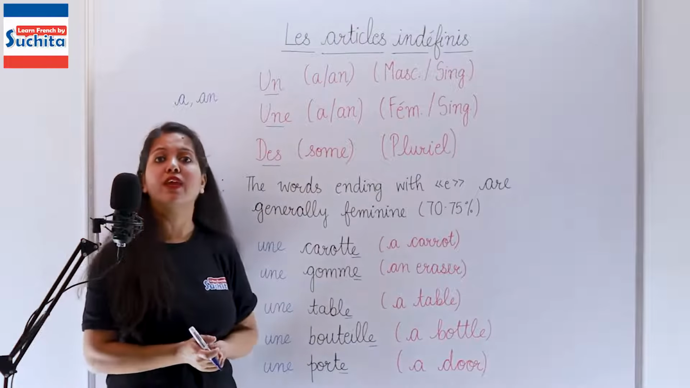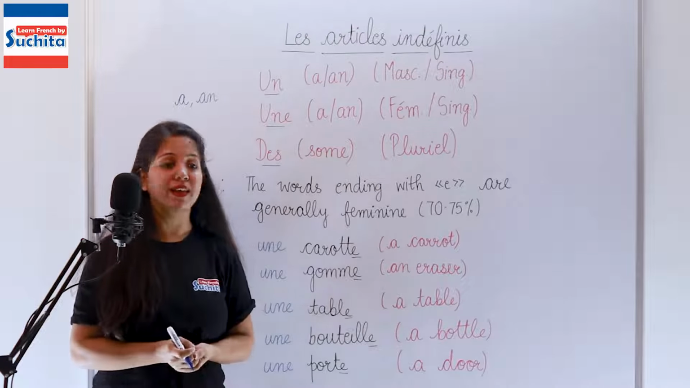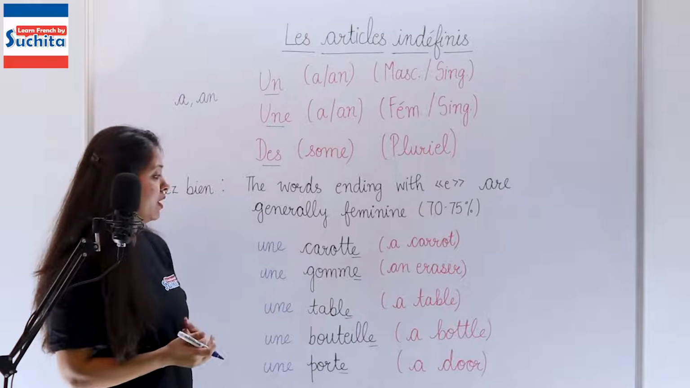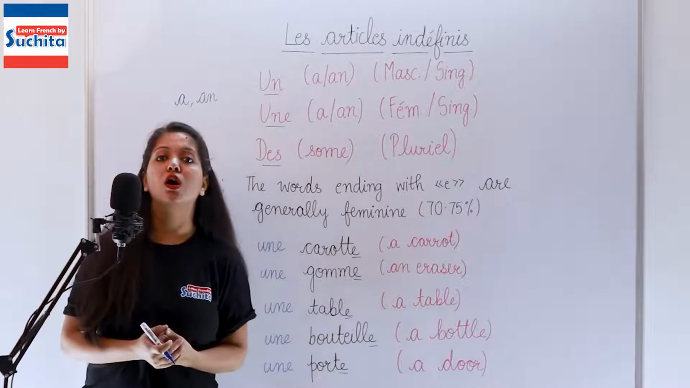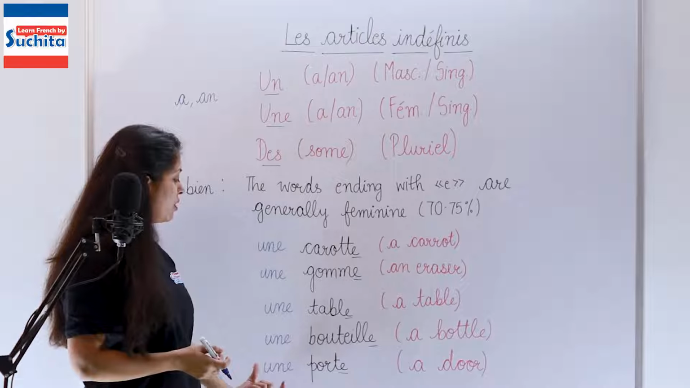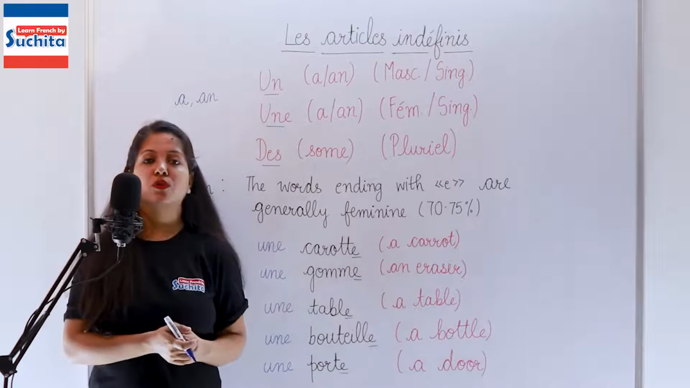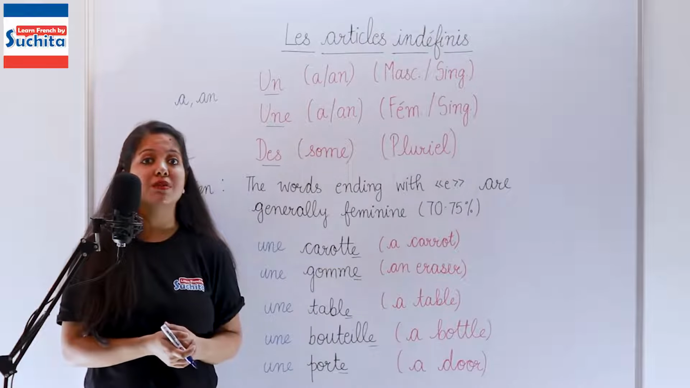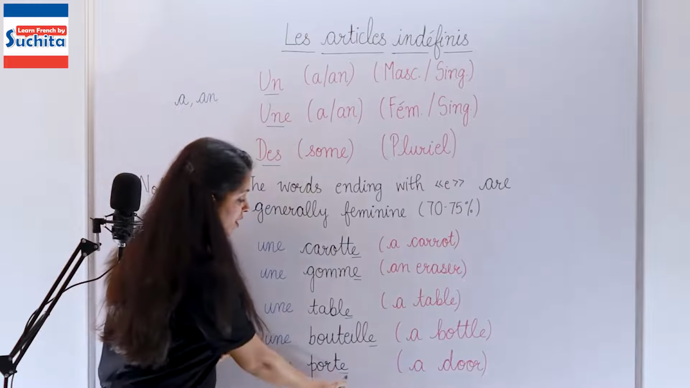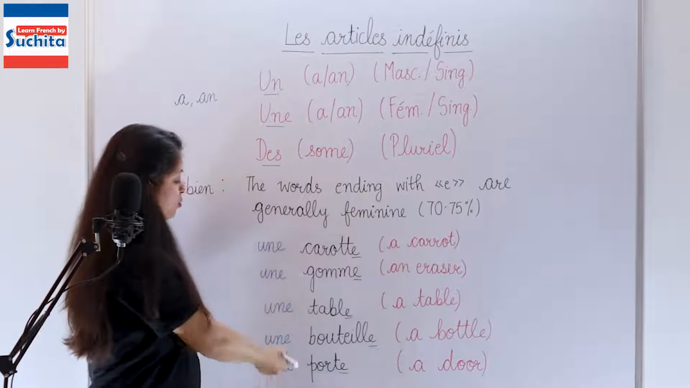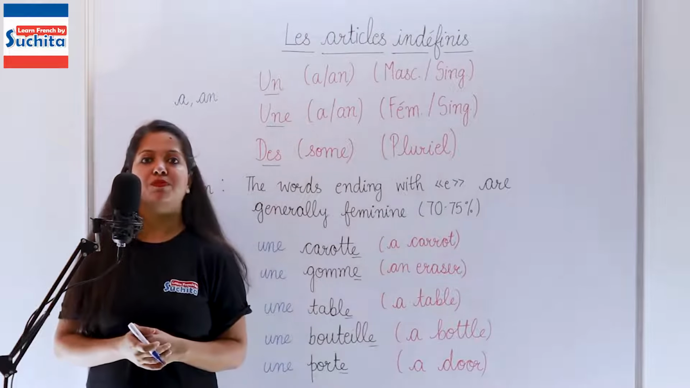Une bouteille. Again it ends with E, so we put une. And the meaning comes out to be a bottle. Une porte, that means a door. All of them again are ending with E, so I have put une in front of all of them.